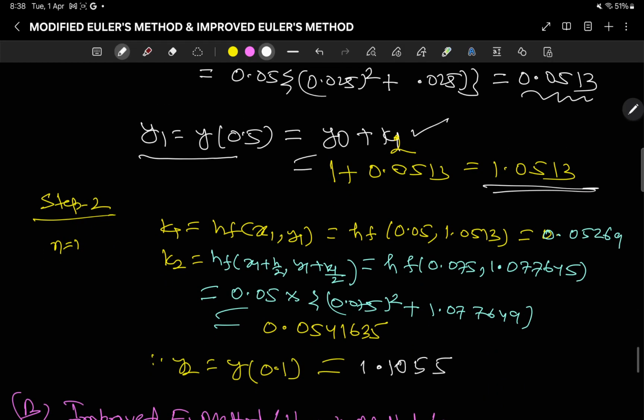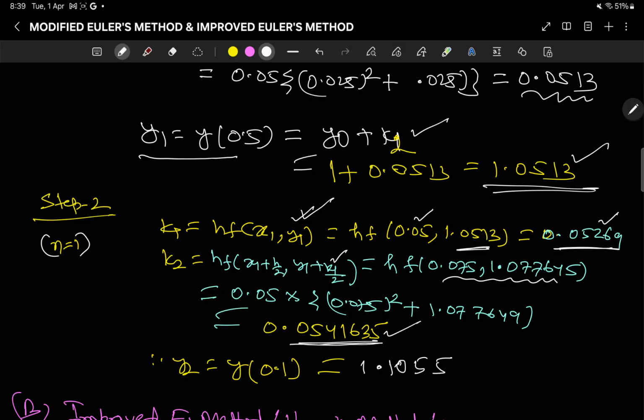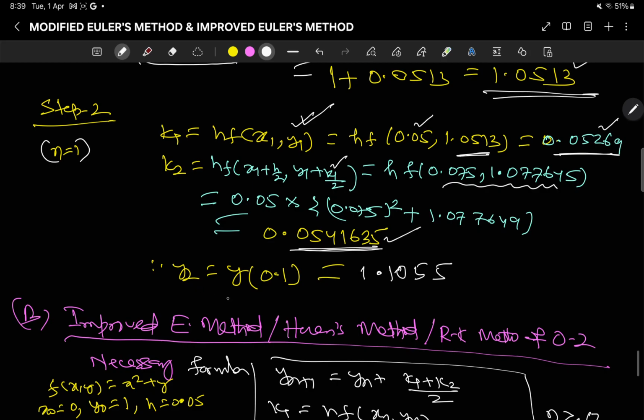Now coming to step 2, putting n equal to 1, k1 is h f(x1, y1), where x1 is 0.05 and y1 we got, so we substitute it and simplify. Similarly k2 is h f(x1 plus h by 2, y1 plus k1 by 2), and if I simplify it, it will be this. So now y2, that is y at 0.1, is this much.